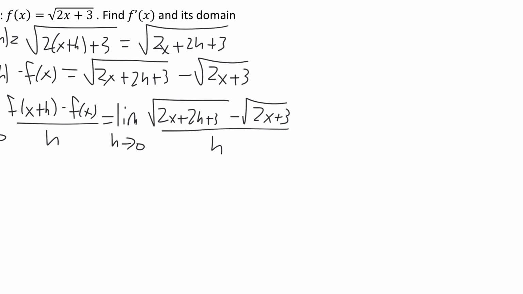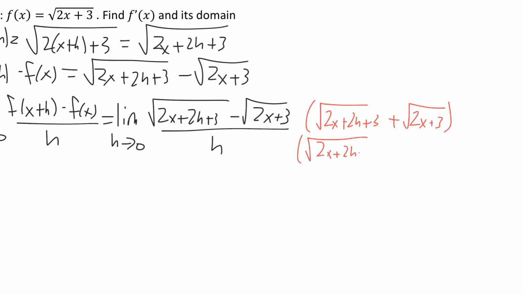Multiply by the conjugate. Here we'll have root 2x plus 2h plus 3 plus root 2x plus 3, and we do that to both the top and the bottom of the fraction. So we get, well again, when you do the rationalizing, you only multiply out the one you're actually rationalizing. The other portion you just leave. So the bottom we're not going to multiply, we're just going to leave it as h times this thing.